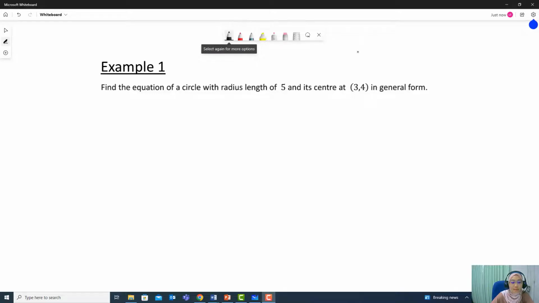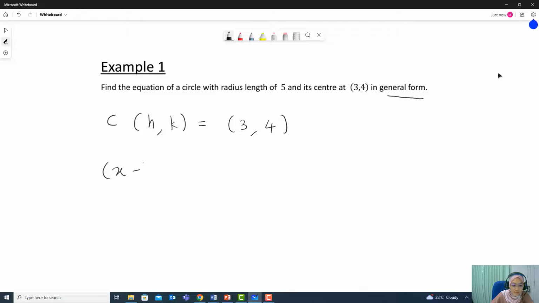Let's try example 1. Find the equation of a circle with radius of length 5 and its center at 3, 4 in general form. Your answer must be in the general form. Given that the center is h, k, which equals 3, 4, so h equals 3 and k equals 4. The standard form is x minus h squared plus y minus k squared equals r squared.